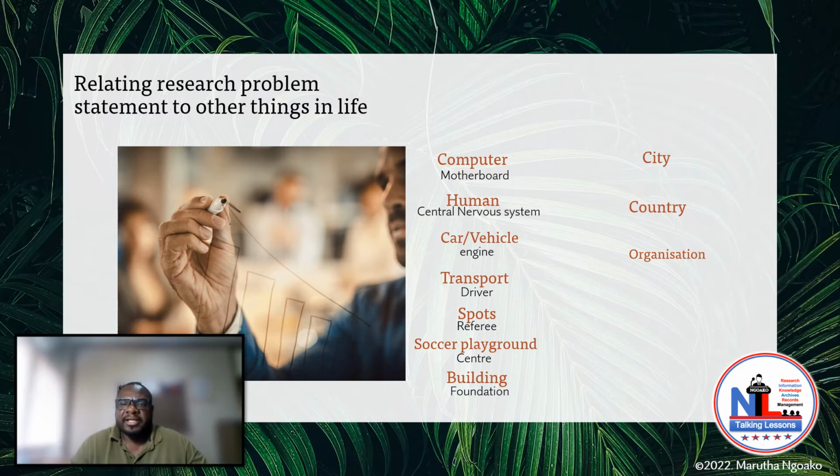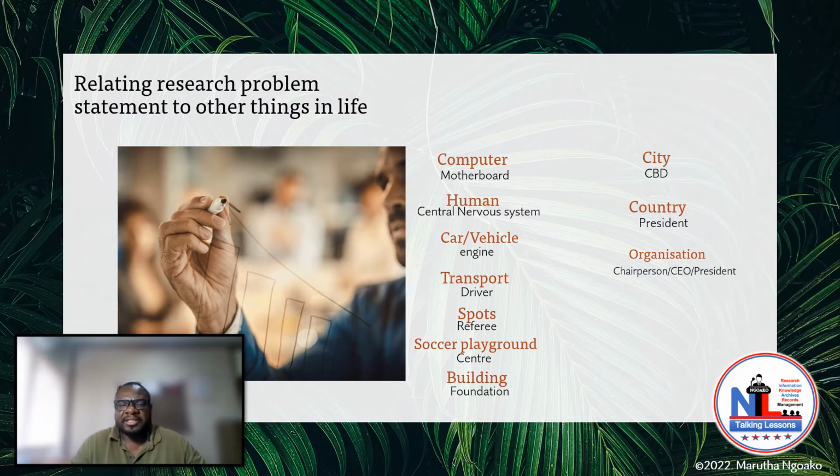For the building, like I said, the foundation will be the best example of the research problem. So if you have the foundation, then the house can be erected. The CBD can be a good example when we refer to the city. And in the country, you know, there's no country without a president. The president controls everything, can stop everything, and can initiate anything new in the country.